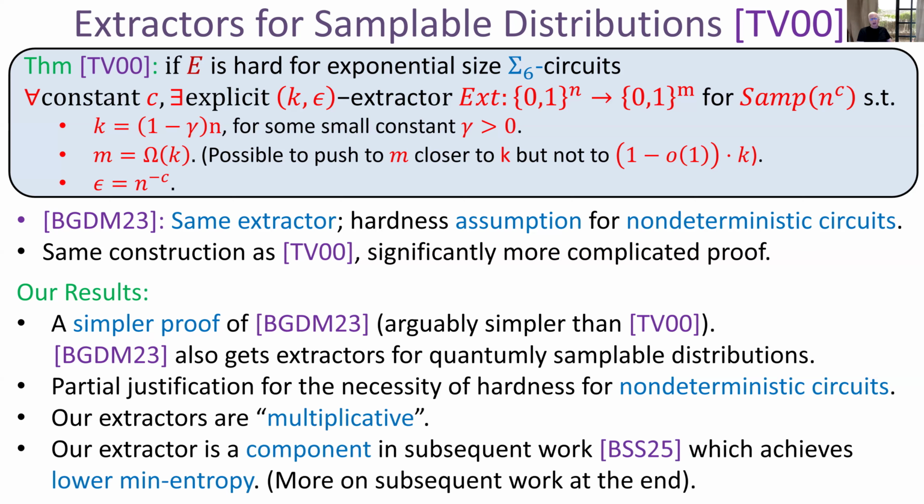Another comment is that our extractor, this multiplicative extractor, is a component in the subsequent work with Ball and Silbach, which achieves lower min-entropy, and maybe I'll get to say something about subsequent work at the end. But right now, what I want to focus on is that we get the same result as BGDM, with the advantage that the extractor is multiplicative, and I want to explain what multiplicative is.